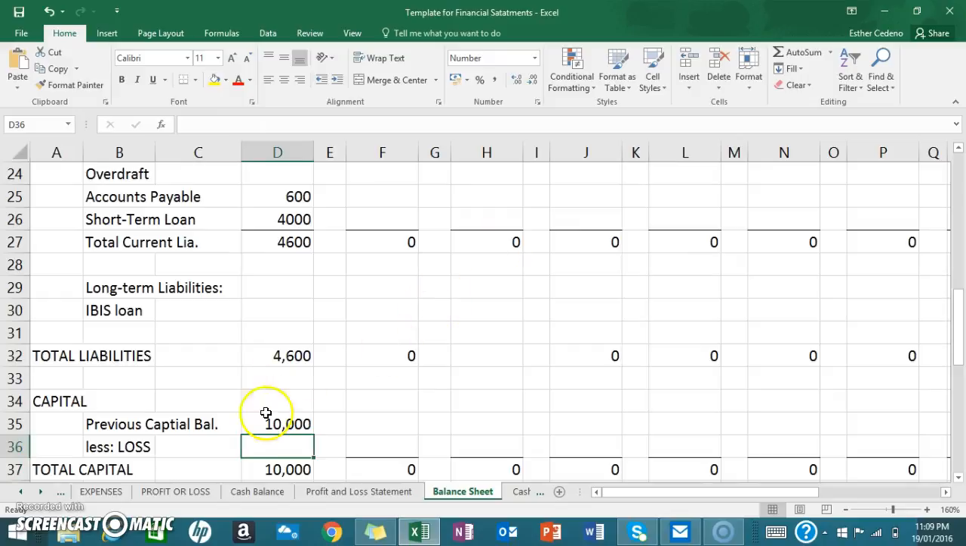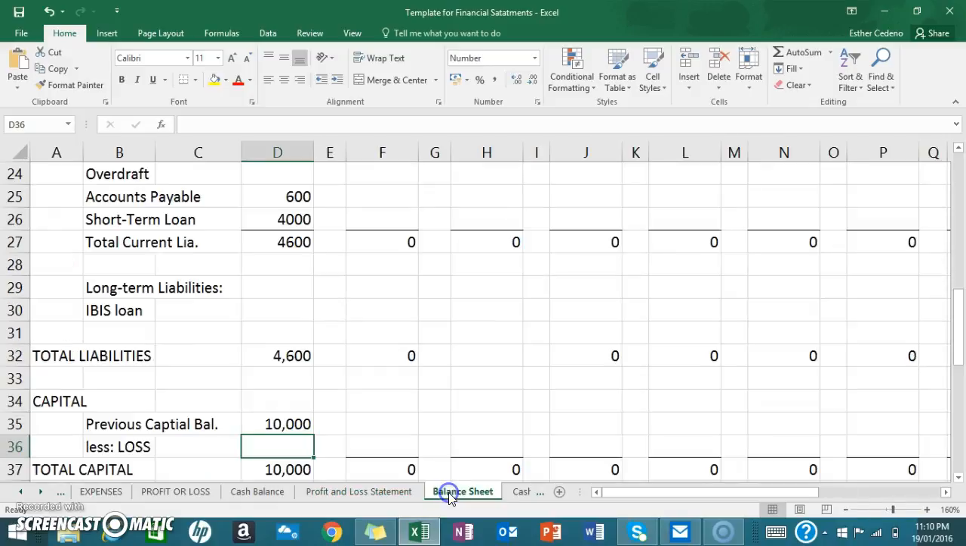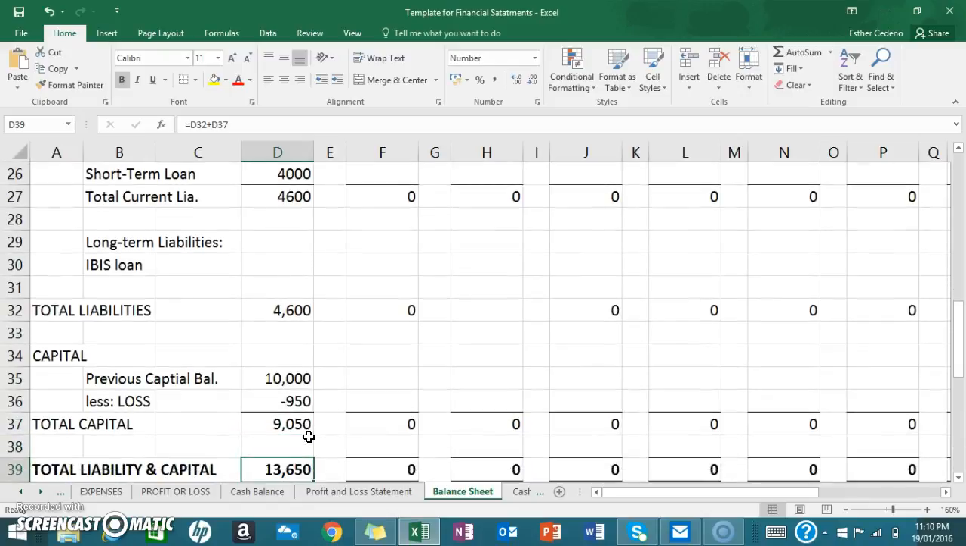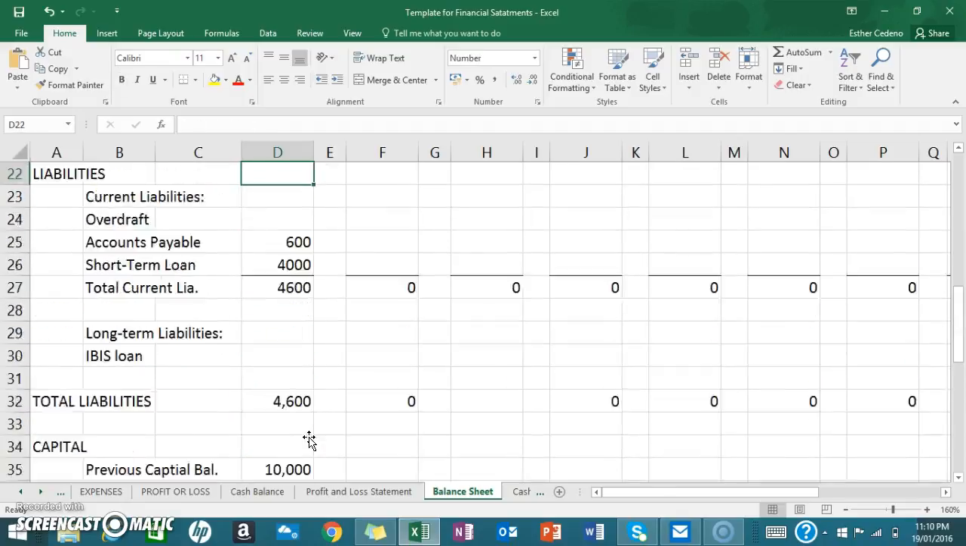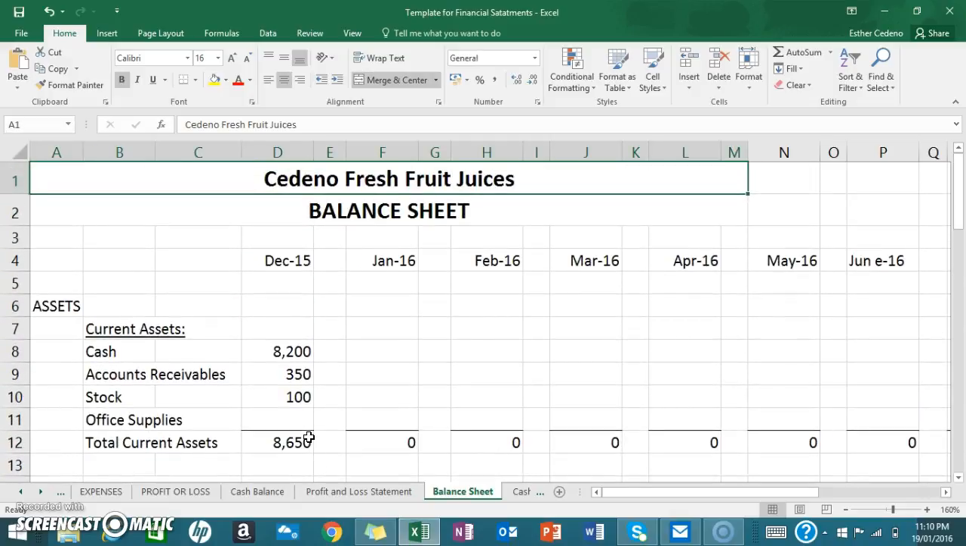The capital that was invested is 10,000, and then we need to figure out if they made a profit or loss, which we already did, and there was a loss of 950. So we're going to subtract the 950, and it should total to the same amount as assets, which is 13,650. Okay, so that's the balance sheet right there, step by step, everything that we did. If it's not part of the expenses or income, you adjust the balance sheet directly.